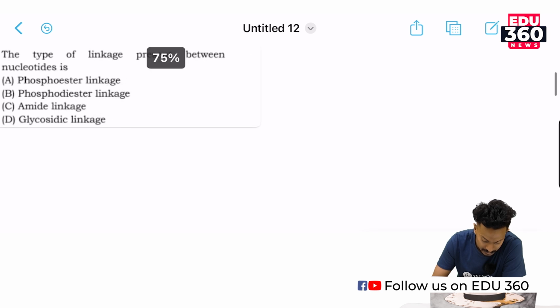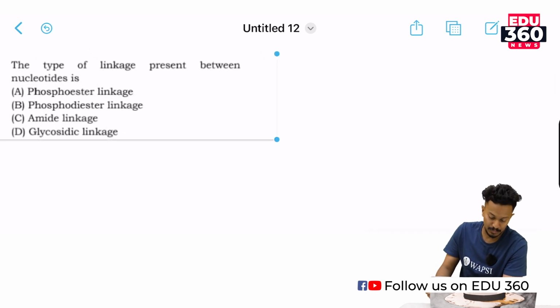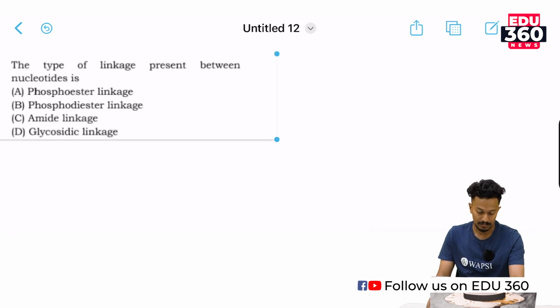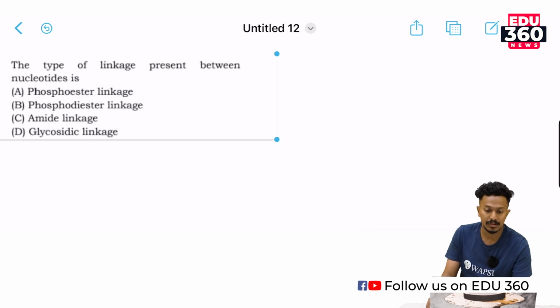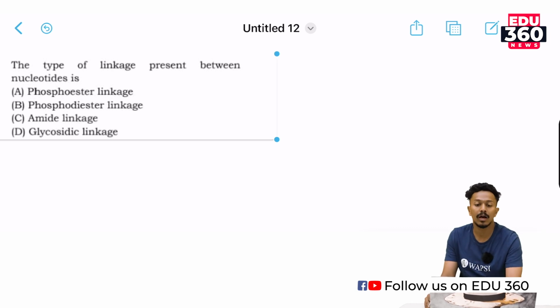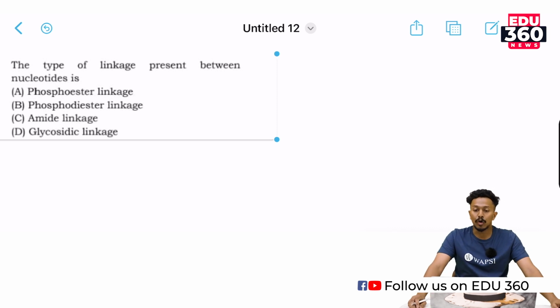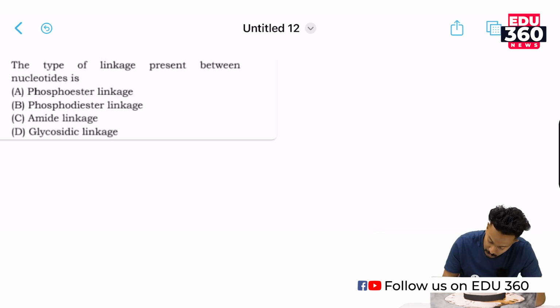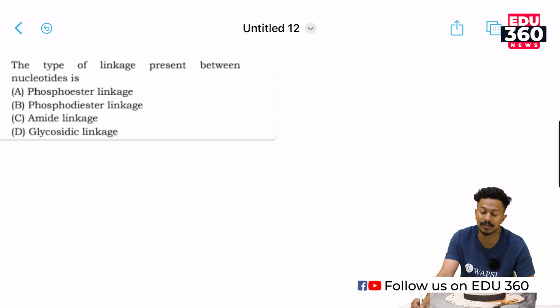Here is our first question. The type of linkage present between the nucleotides. What would be the nucleotide's linkage here? How can you explain the nucleotide linkage? Nucleotides are joined by the phosphodiester linkage. We have studied this in the biomolecules chapter. So this is an easy one. The correct option would be option B, phosphodiester linkage.